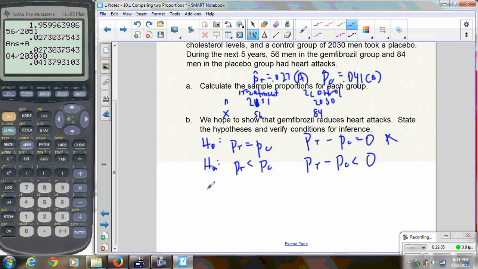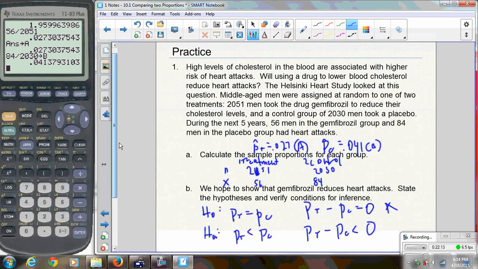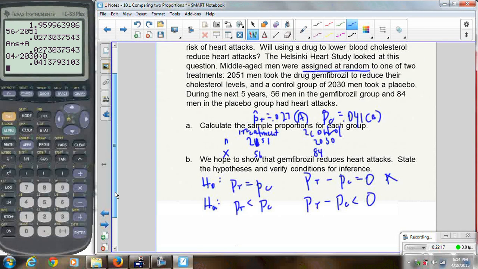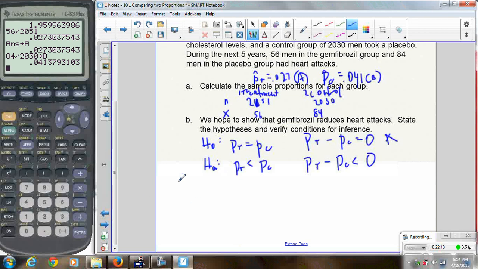So the next thing we want to do is test all of our conditions. If I look back at the problem, I can see that there was random assignment to each of the treatments. So instead of saying it's a simple random sample, I can say random assignment. When we're dealing with an experiment, that covers your randomness. So random assignment into the two groups maintains that simple random sample.